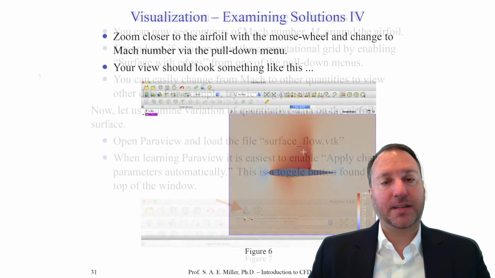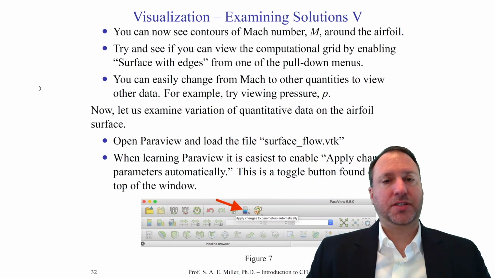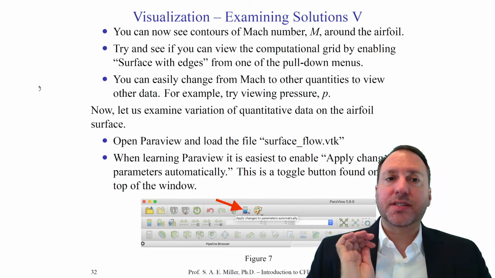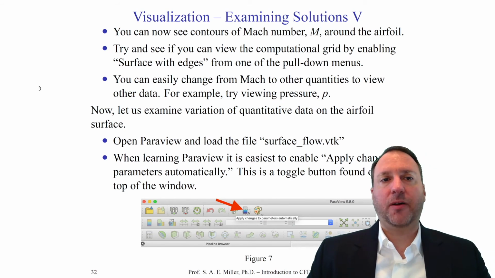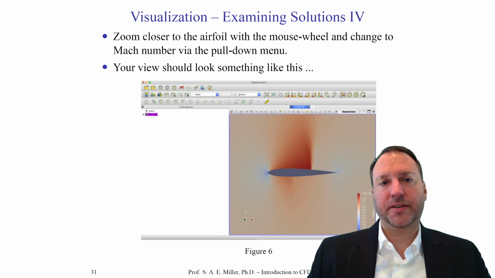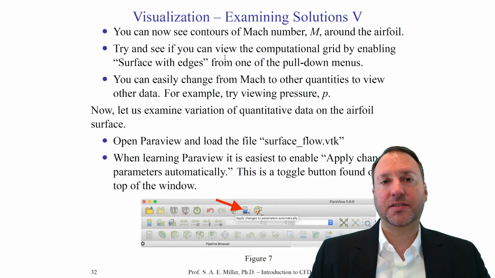That's very exciting. So some notes about what I just stated in writing. You're seeing contours of Mach number around the airfoil. See if you can view the computational grid now by enabling surface with edges. So if you go back to the screen, you'll see surface. Click surface and change it to surface with edges. You'll now be able to see, after you hit apply, or if you have it automatically applying the visualization, surfaces, that is the grid points and grid lines, superimposed with Mach number.